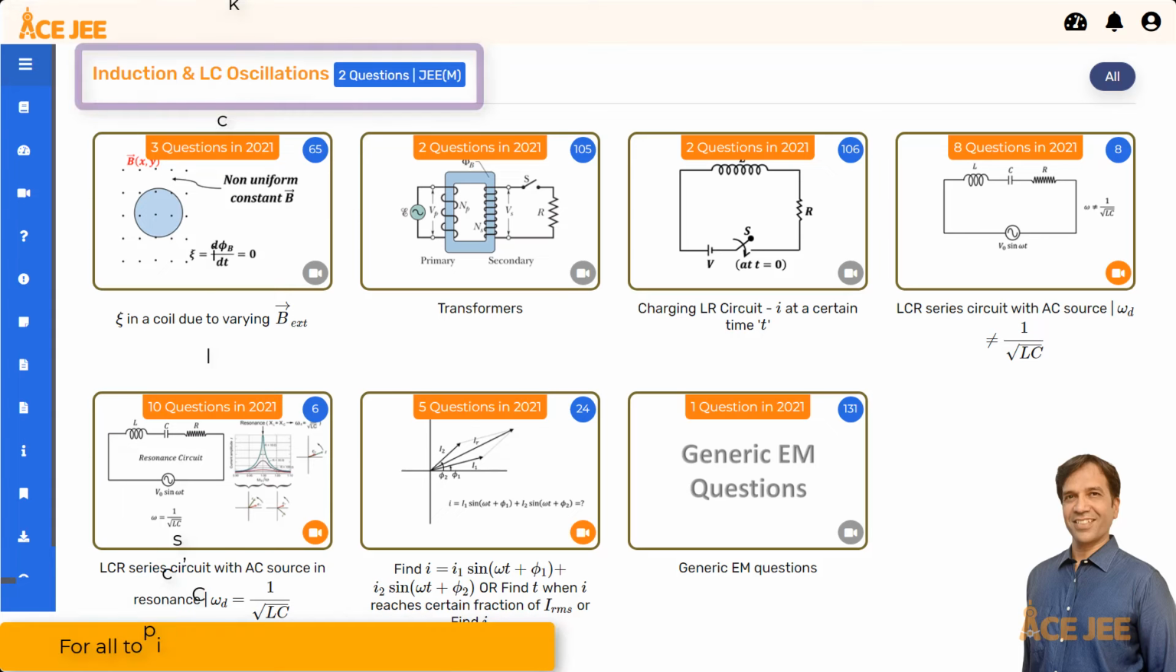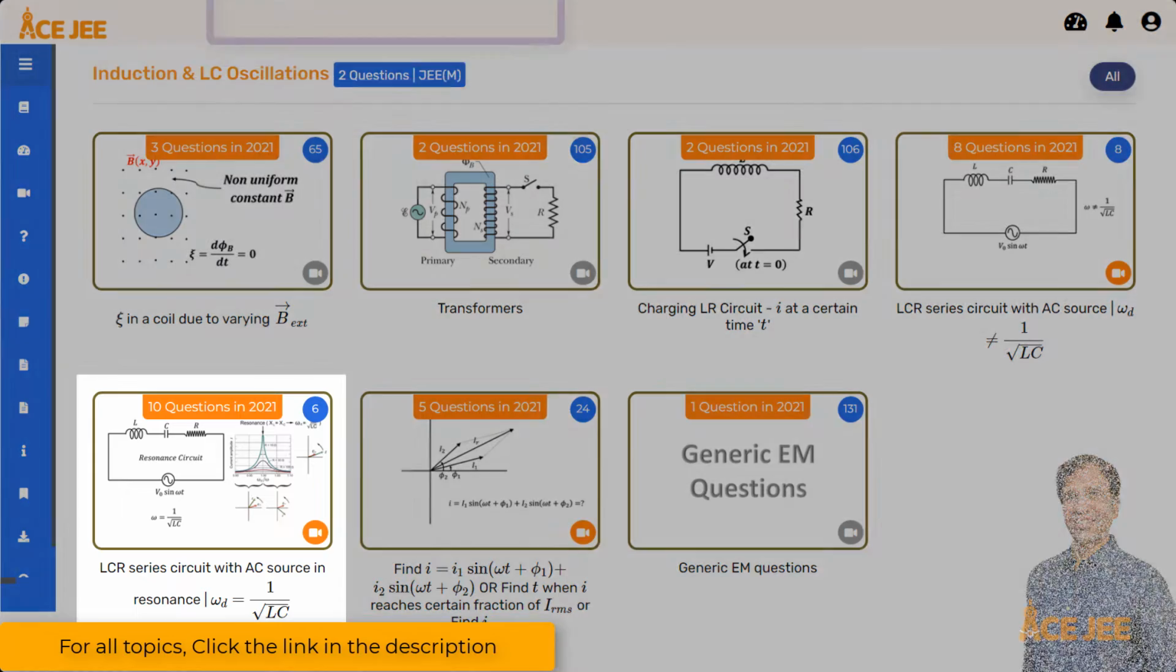In induction and alternating current, there are 7 important question types that you should pay close attention to, since we saw 31 questions from these 7 question types in 24 JEE Main papers in 2021.